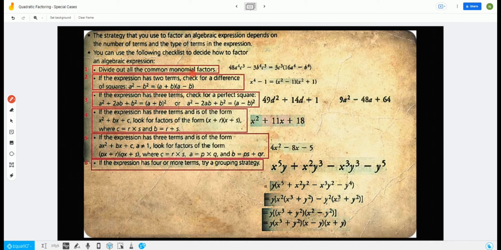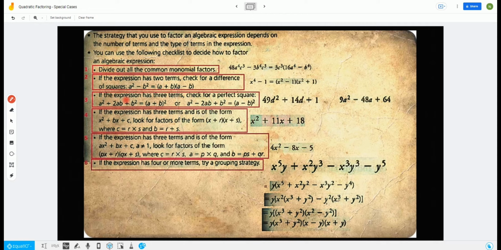And the second step: if the expression has 2 terms, check for difference of squares, a squared minus b squared. So we can write 2 binomial factors and multiply them together. For example, x to the power 4 minus 1. We can write x squared minus 1 squared, which matches the difference of squares format. So x squared minus 1 times x squared plus 1. And x squared minus 1 we can factor again as a difference of squares, right? So if you want, you can continue to factor it. So this is the second step.